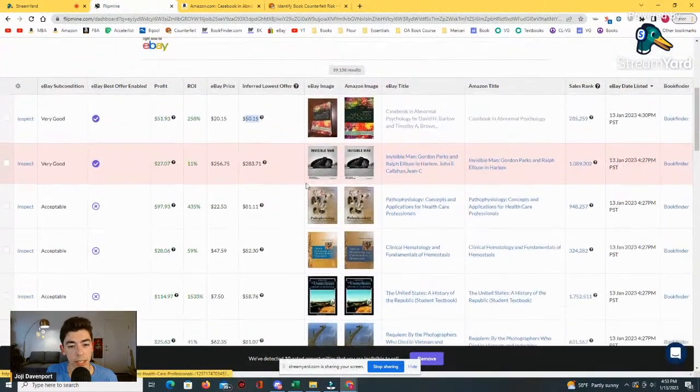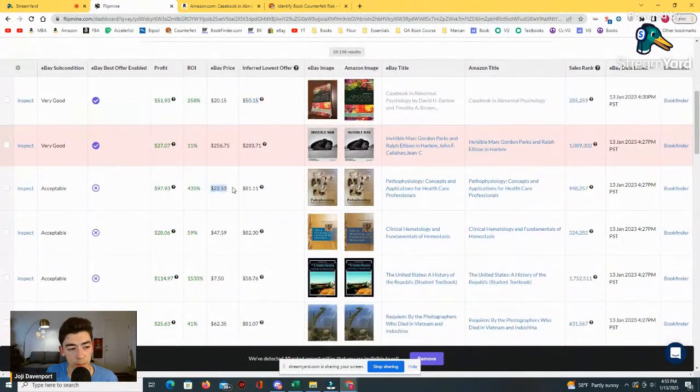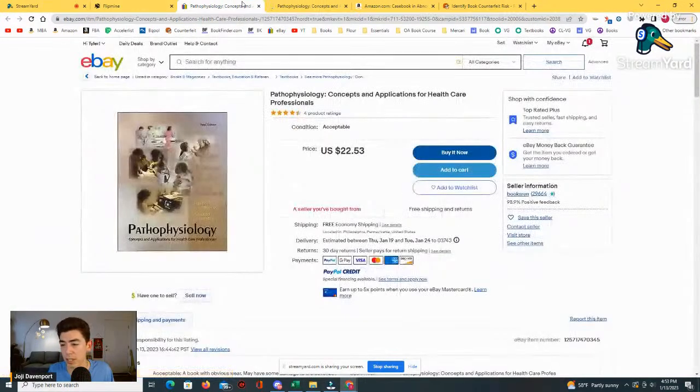But that's the goal. So here's another example, this book here. You can see that the eBay price is $22 and then the third lowest Amazon offer is 81 bucks. So what that would tell you, if that data is actually accurate, is that it should be a good flip. Now, a lot of the time the data that Flipmine pulls from Amazon is not super accurate. So what you'd want to do is still compare the price.